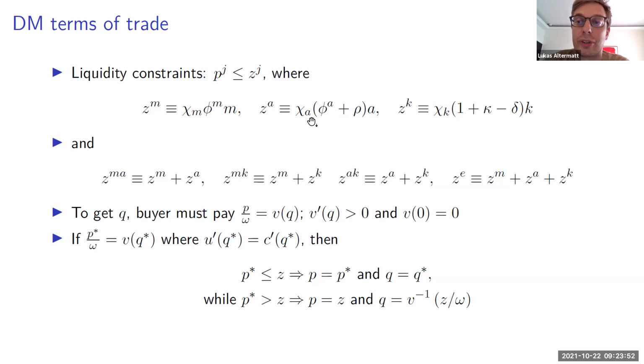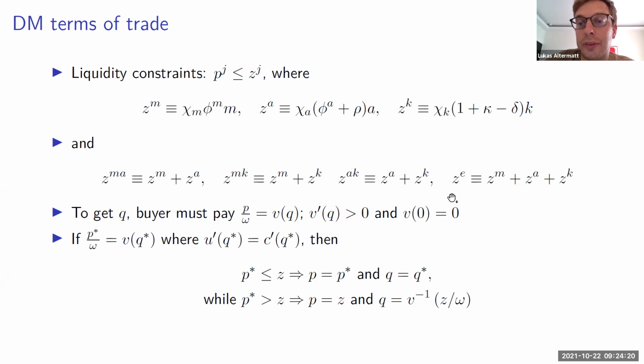Because if the asset is only partially pledgeable, then liquidity is not the full amount of the asset, but only the pledgeable part. And for capital, it's 1 plus the return on capital minus the depreciation rate, again multiplied with the pledgeability. And then the liquidity positions in the meetings where several assets are accepted are just the sums of these. So in a MA meeting, liquidity position is ZM plus ZA, and so on for everything.